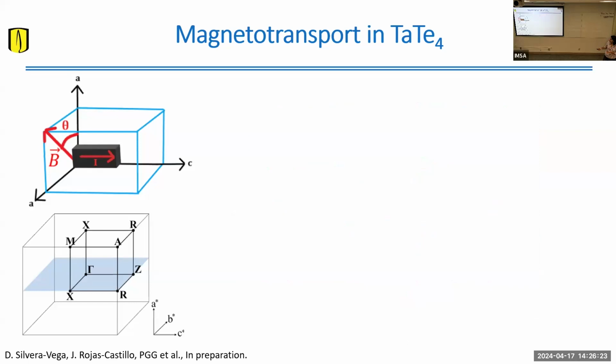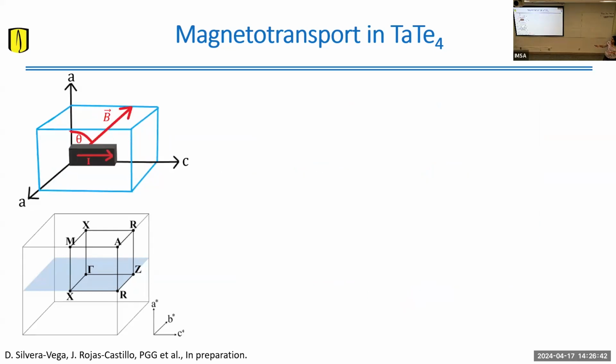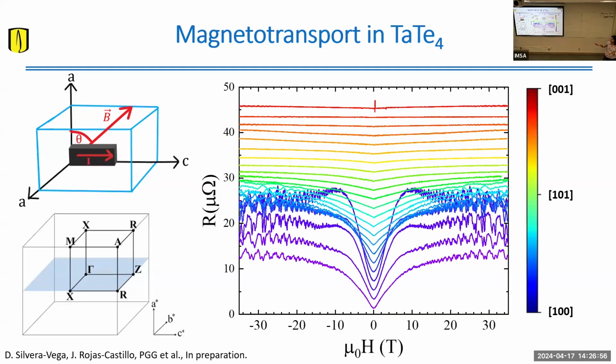So what we have done is that we took data putting current along the chain direction, which we call C, and rotating the magnetic field in a plane perpendicular to that current direction, and that magnifies the magnetoresistance for all the different directions. But we also rotate it in a plane that goes from A to C, in which, going from A to C, you go in a direction in which the magnetic field is parallel to the current. That suppresses completely the magnetoresistance.